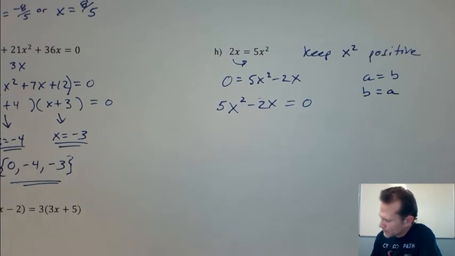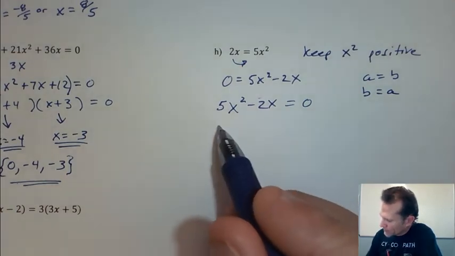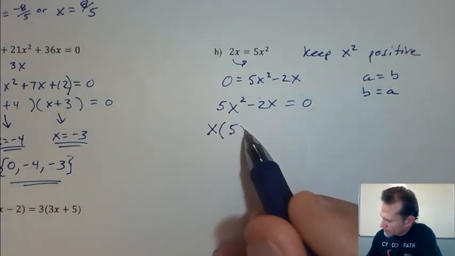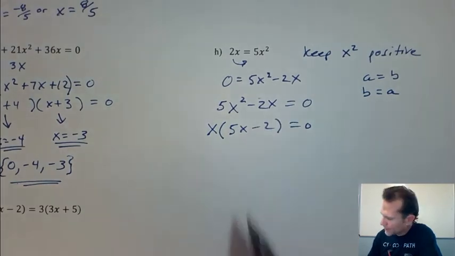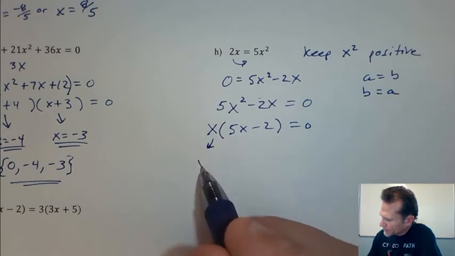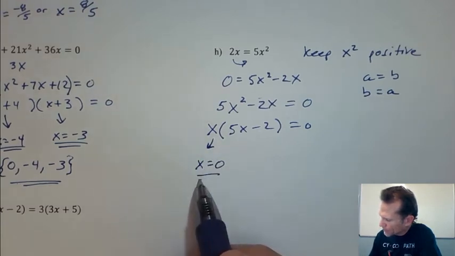All right. So I'm going to factor out an x, and I have 5x minus 2 equals 0. Then I'm going to set this piece equal to 0. So there's one of my answers.